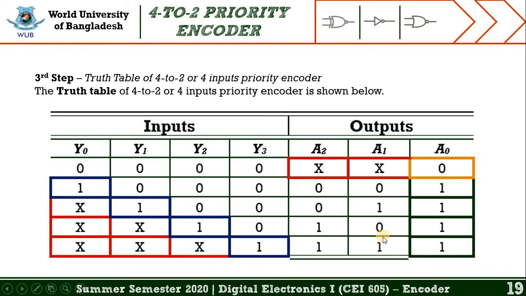In the third row, when Y0 is 1, then in the next step Y1 should be 1, after this Y2 should be 1, and after this Y3 should be 1. But when Y1 is equal to 1, in that case Y0 should be a don't care condition. This is the requirement for this encoder. So let's move into the next slide.